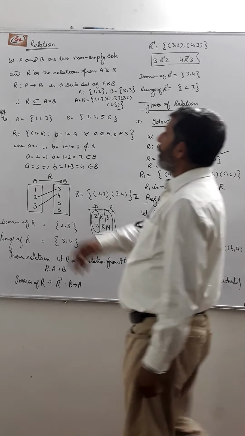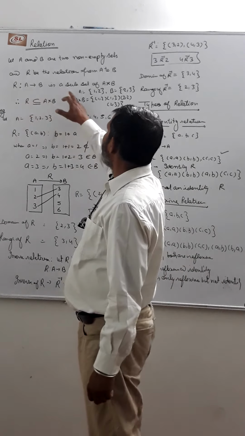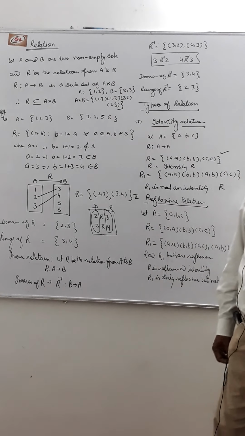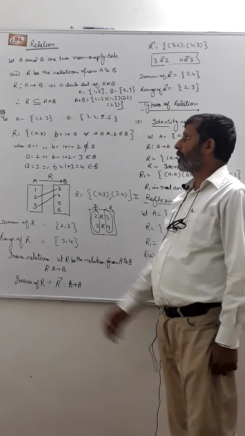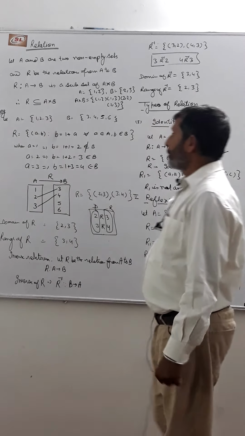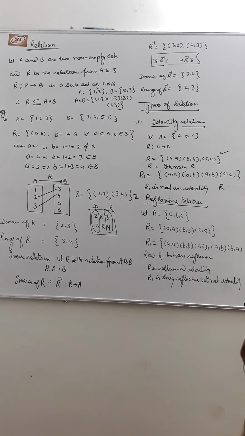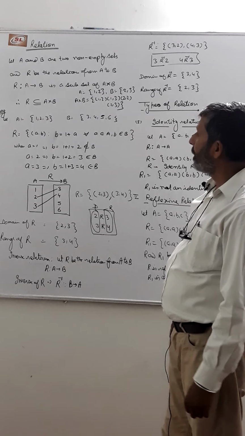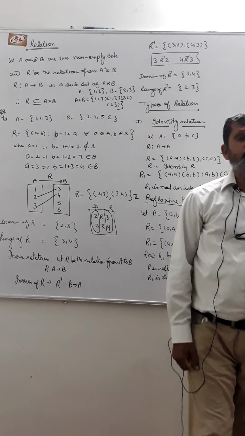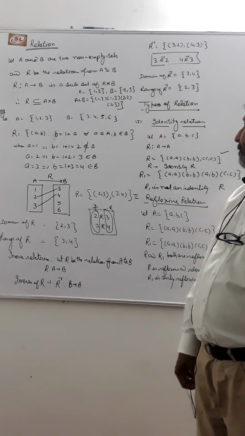Then the relation R from A to B is a subset of the Cartesian product, and we also know that every set is a subset of itself. Therefore, R is a subset of or equal to A cross B. A cross B represents the Cartesian product of set A and set B. It is necessary that A and B are two non-empty sets.